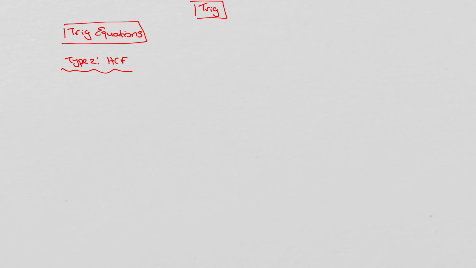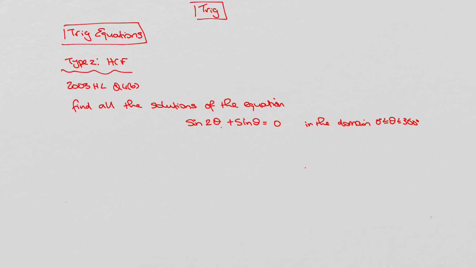So we're going to look at three more types today, after everything we have learned from pages 14 and 15 in our tables. And the first one we're going to look at is highest common factor. The example here is from the 2003 higher level paper, question 4b, where we were asked to find all the solutions of the equation sine 2 theta plus sine theta equals 0 in the given domain, that theta has to be between 0 and 360 degrees. In other words, within the first four quadrants.